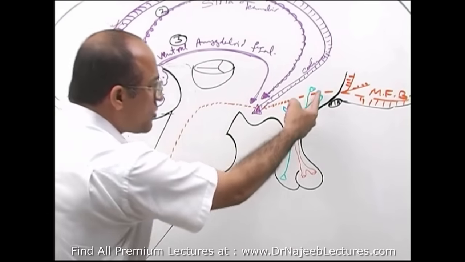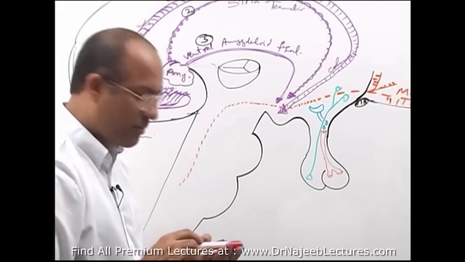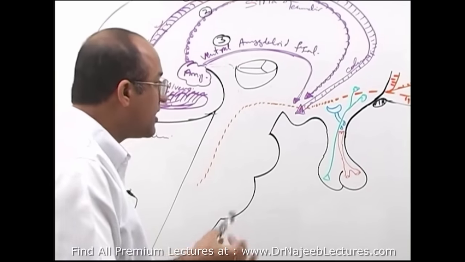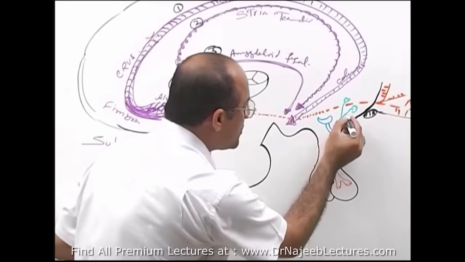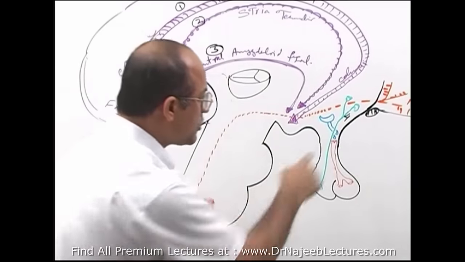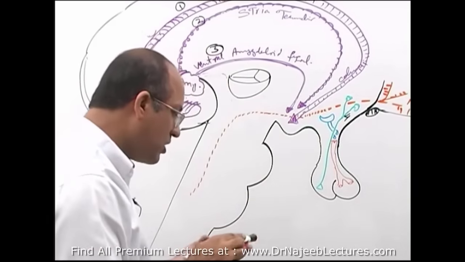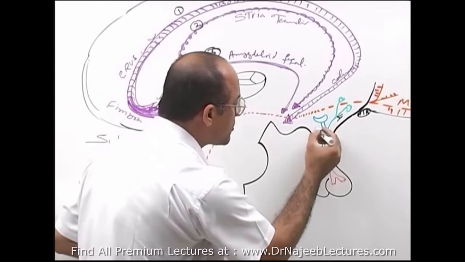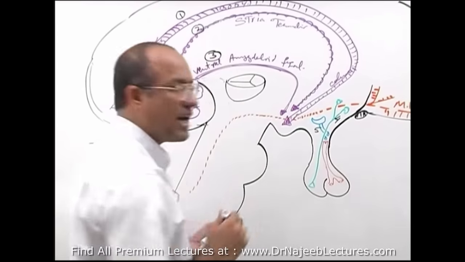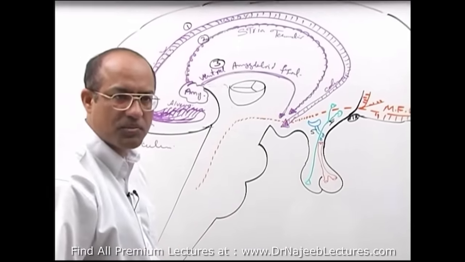Now, what is this pathway? Supraoptico-hypophysial. Supraoptico-hypophysial. This is the fourth pathway. And this fifth pathway is the tubero-hypophysial pathway. What is it? Tubero-hypophysial pathway. Any question up to this?